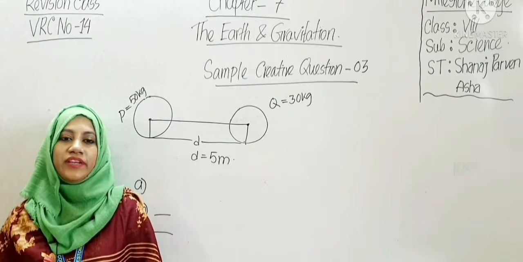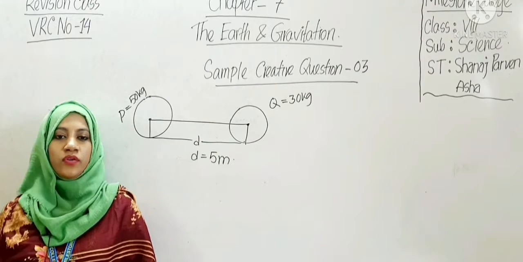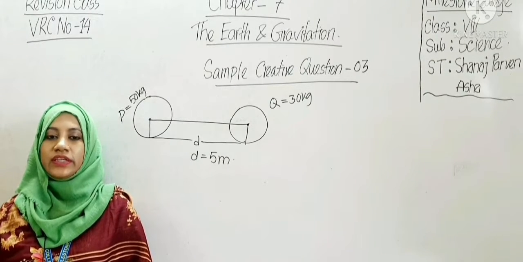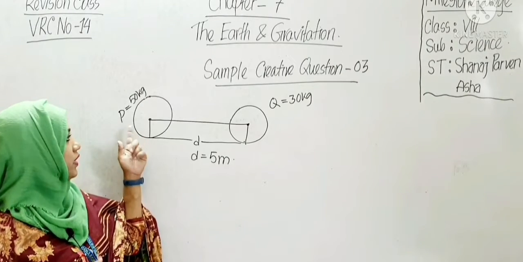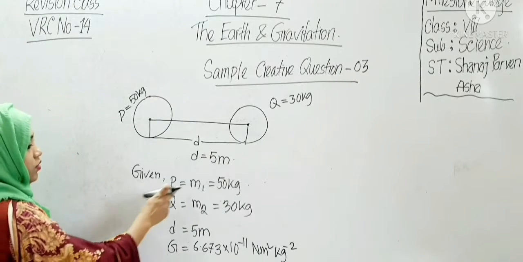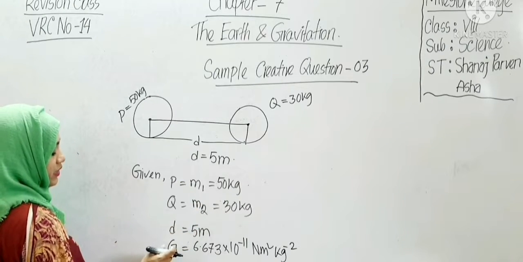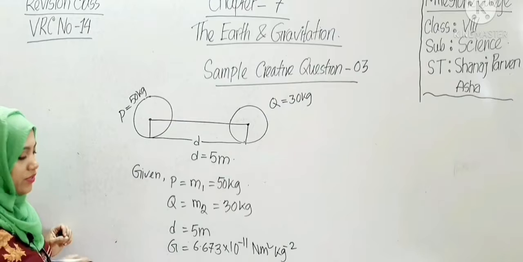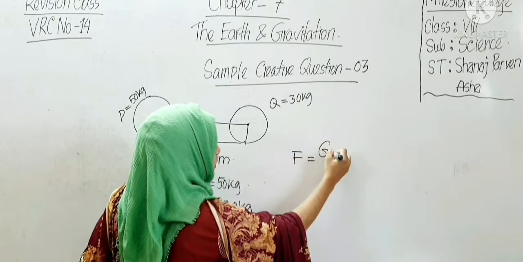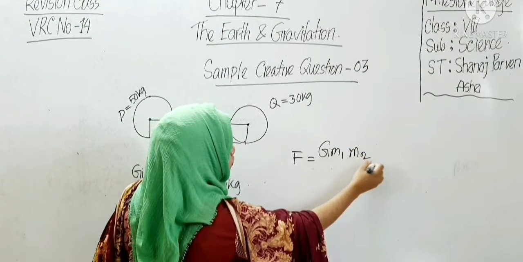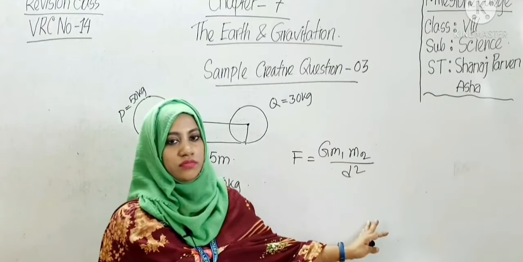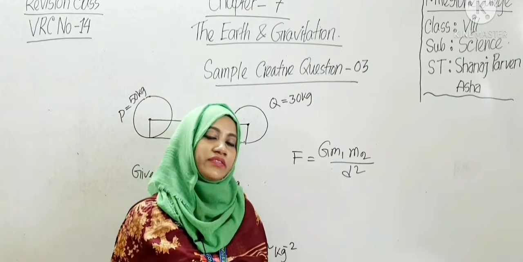Then C number, the value of G is given. Okay, find out the gravitational force of the given objects. That means what are the given objects? P and Q. So here all the values are given: M1, M2, D and G. All the information is given. That means we know F equals G M1 M2 by D square. Input all the values, calculate it, you will get the result.